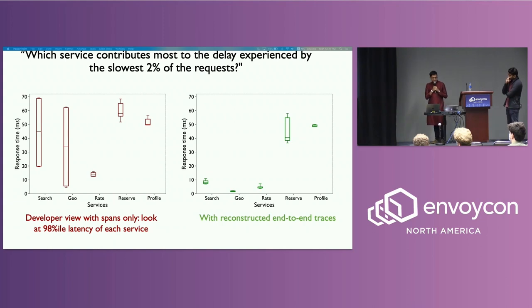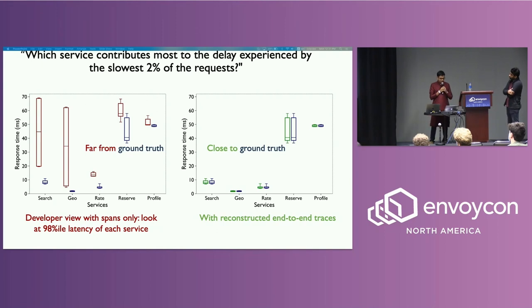So, and here is the latency profile with our reconstructed end-to-end traces. And as you can see, this shows a completely different picture. And if we compare this with the ground truth, actually the reconstructed end-to-end traces provide a much more accurate picture of the troubleshooting scenario than when you only have span-only information, which can mislead the developer.